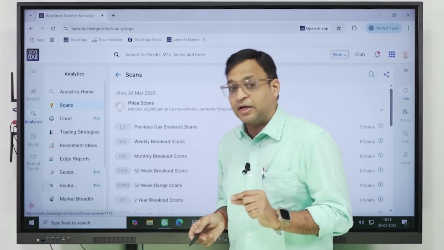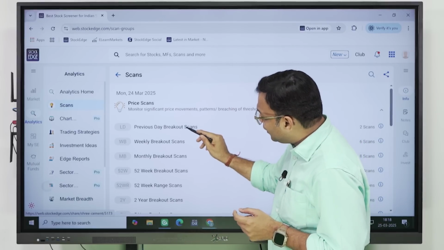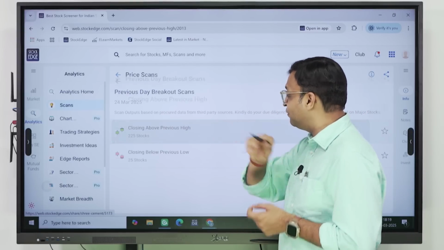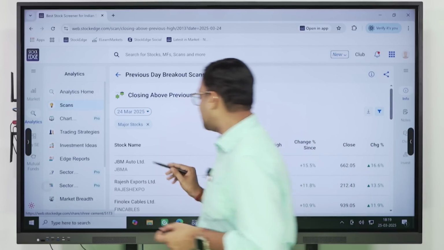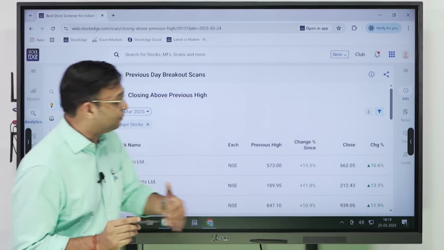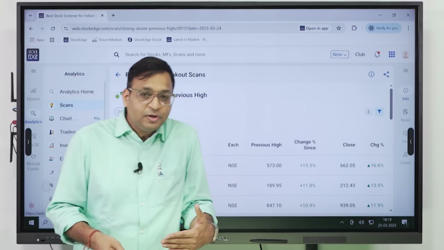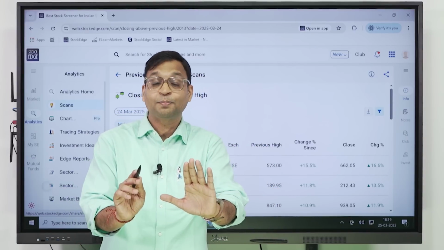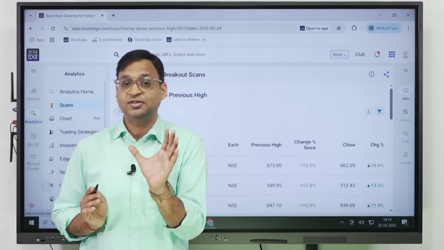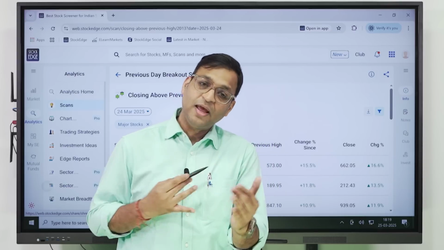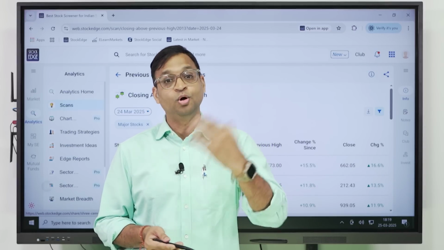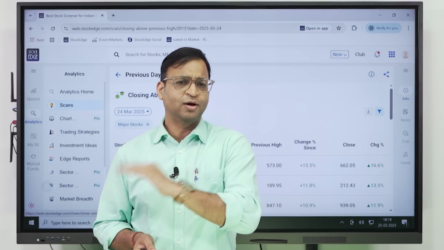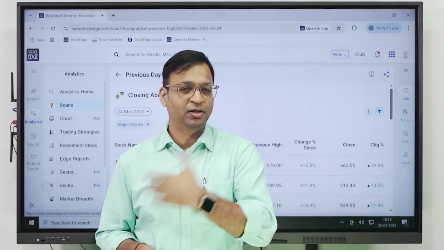So if I'm a short-term swing trader, I will look at the previous day breakout scan. I will look at stocks which are closing above the previous high, because if they are going above the previous high, there is a possibility that they may continue to go up. Ultimately, it's a probability. The stock market is not a certainty. We all are playing with probability. Some people are good at estimating the probability. Some people are poor. Maybe they are good at guesswork, but when it comes to estimating the probability, probably they are wrong.